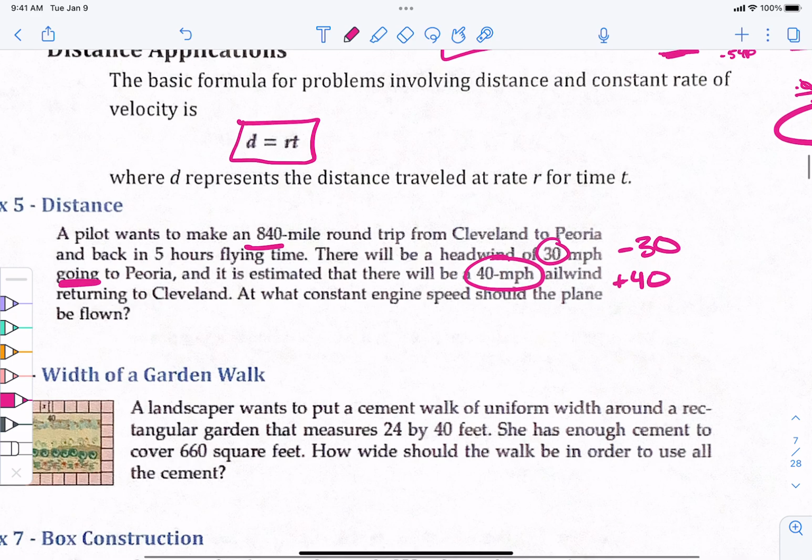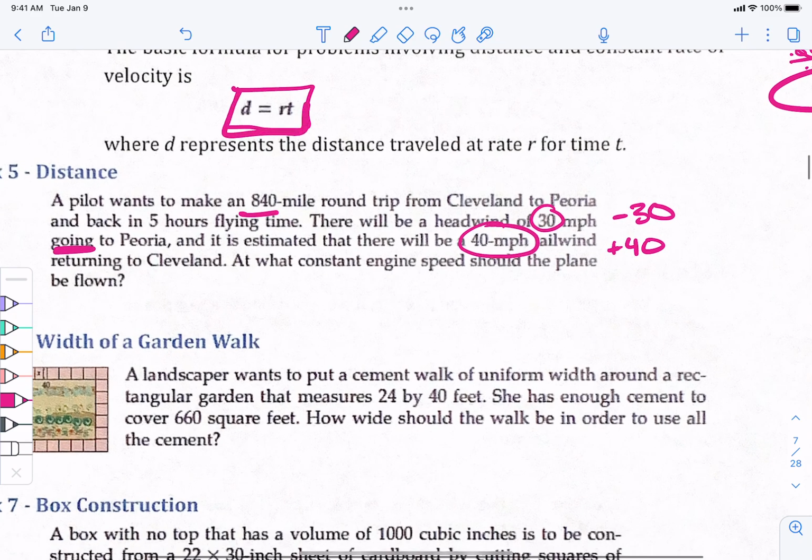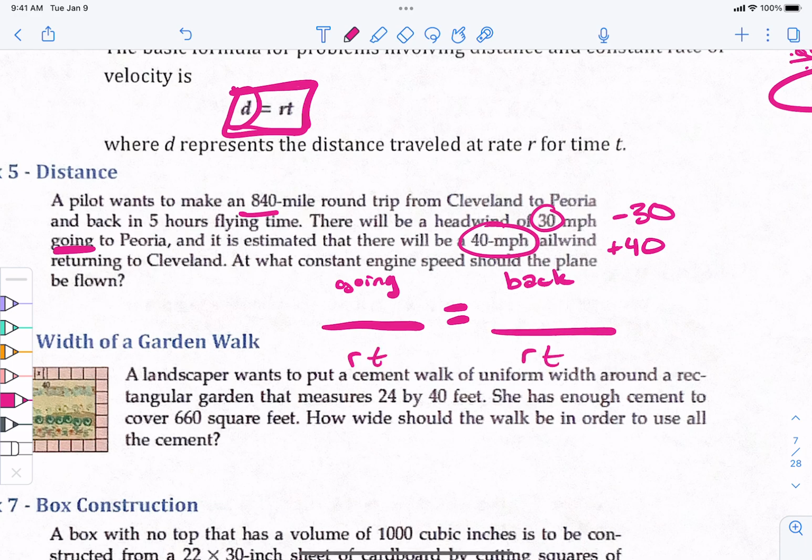Distance equals rate times time. Remember this, right? Okay. The one thing that we know is that the distance going is equal to the distance coming back, right? That's the only thing that we know. The distances are the same, but distance is rate times time. So that means the rate times time going and the rate times time coming back should be the same, right? Okay, because the distances are the same.